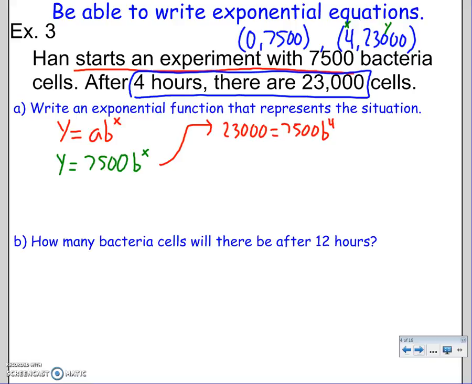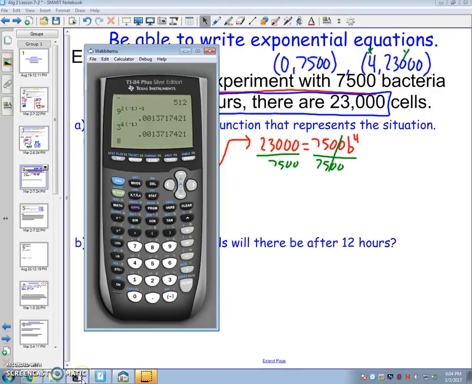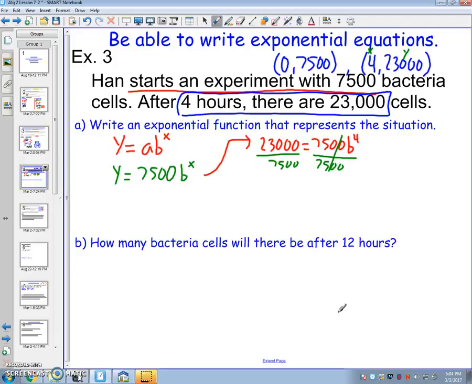Now we just solve this by algebra. Remember, we have to get the letter b by itself, so divide both sides by 7,500. Use a calculator. 23,000 divided by 7,500, let me turn that to a fraction, is 46 over 15. So 46 over 15 equals b to the 4th power. And then to solve for b, I'm going to take the 4th root of both sides.